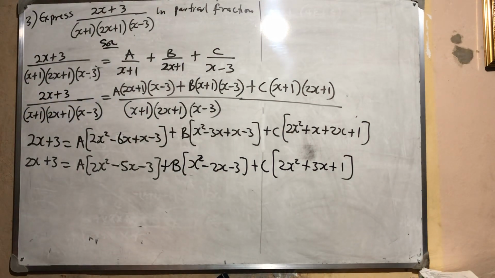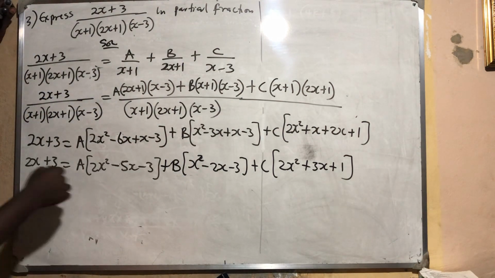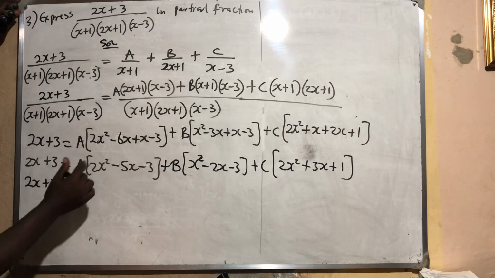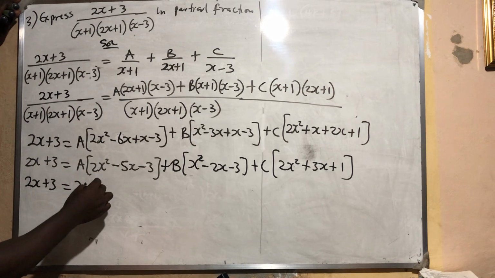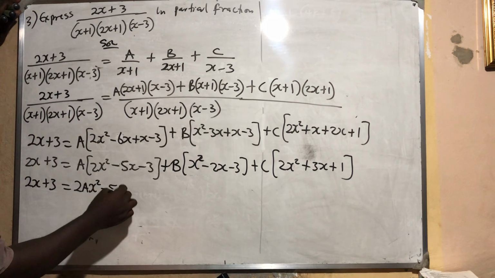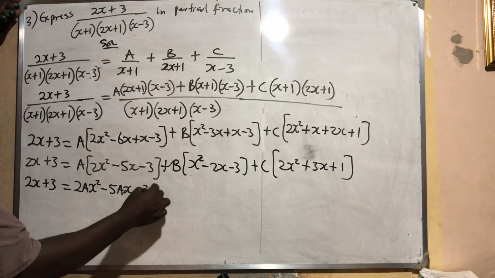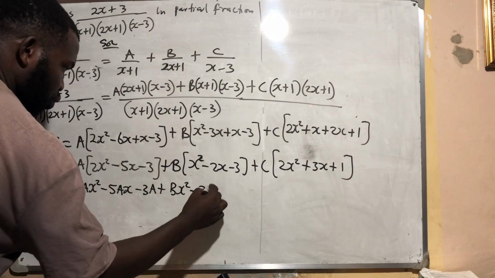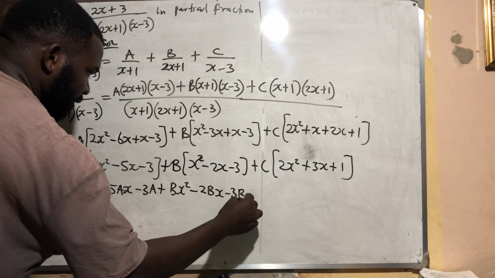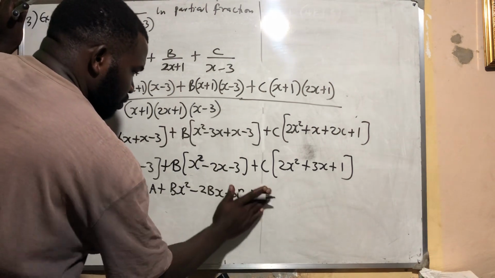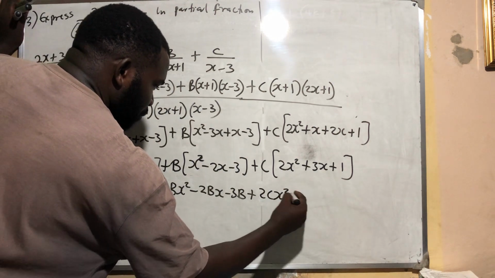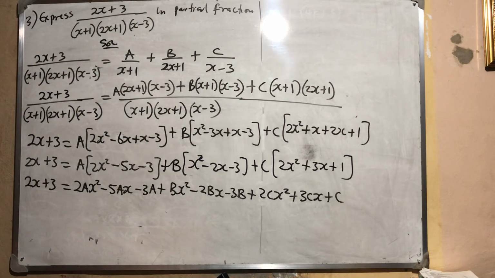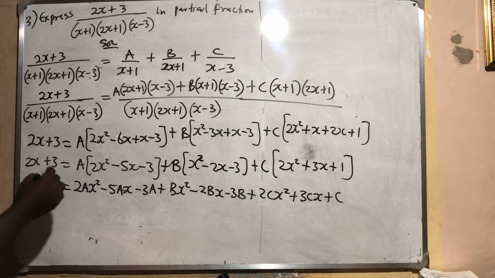Okay? So now let us clear with A now. We are done with everything inside. So I have 2x plus 3 is equal to 2Ax squared minus 5Ax minus 3A, then plus Bx squared minus 2Bx minus 3B, then finally plus 2Cx squared plus 3Cx plus C. You get that? Now, once you have cleared everything, you start comparing.